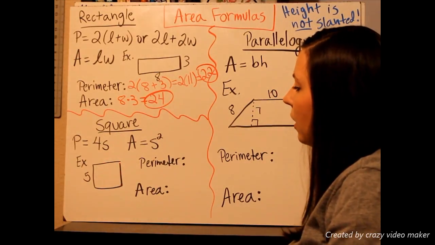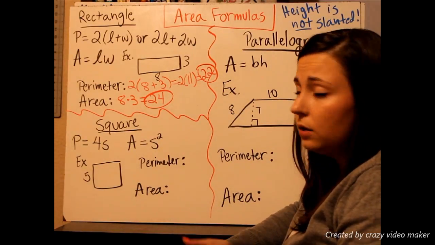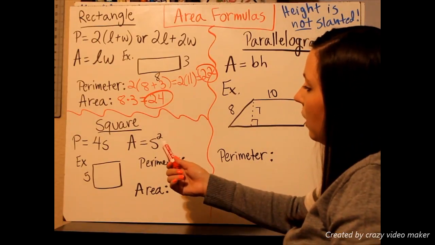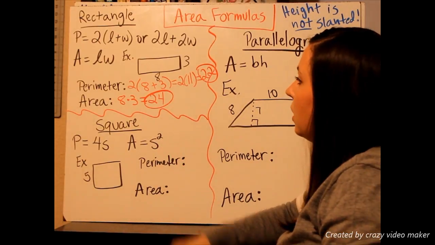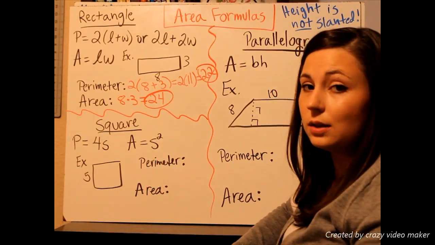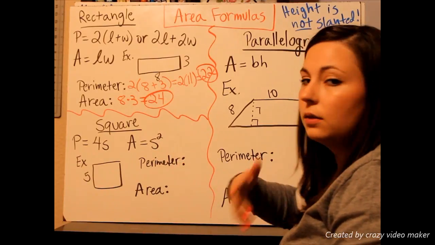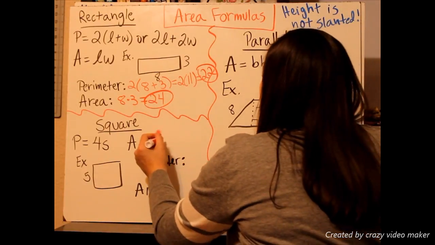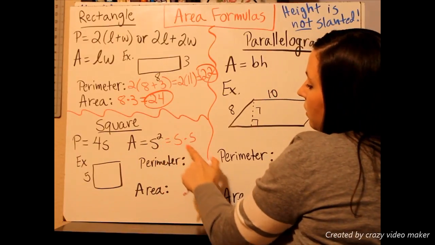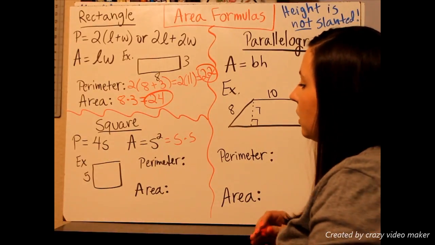And then your area, again, we know that squares have equal sides and they are actually rectangles, but we look at their area formula a little bit differently. So you have S squared because the length is the same as the width. So side times side, that's side squared. So side squared, that's side times side. That comes from that length times width up there with the rectangle.